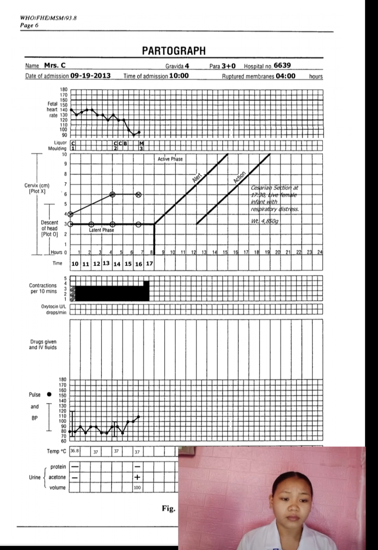At 17, the decision was taken to do a cesarean section, and it was rapidly done. The problem we expected for the baby in this condition is asphyxia and meconium aspiration. So that's all for our partograph, ma'am, and that's all for my interpretation.